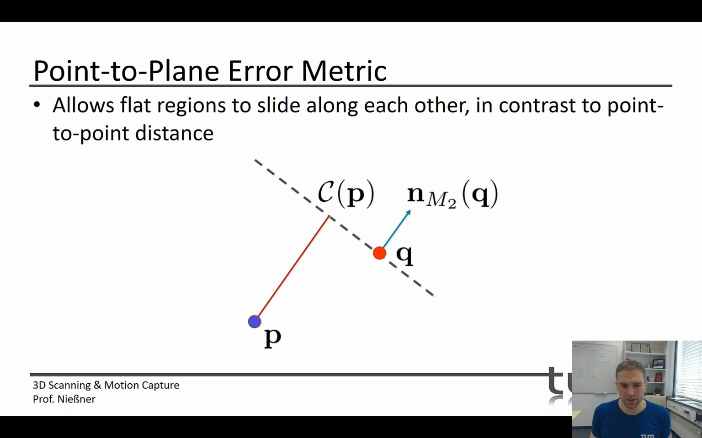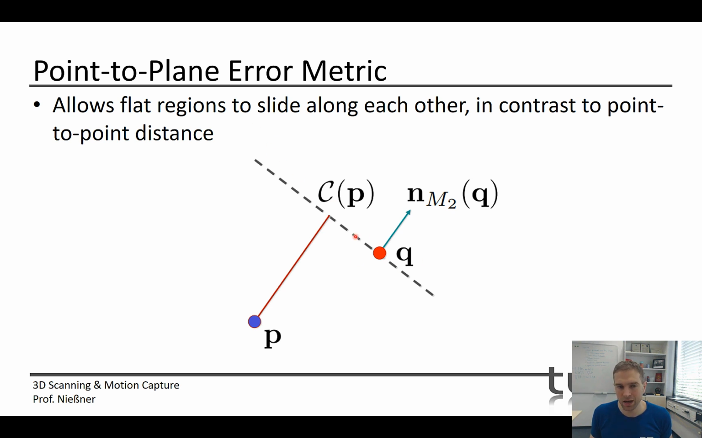So basically what this means is, if we have a point P here in the source, we want to project this point P onto the plane of Q. So we're projecting this point here. We're saying, oh, this is the nearest neighbor, but instead of trying to minimize that distance, we're trying to minimize the point-to-plane distance, which is this one here. And the advantage here is, if we're using the normal of Q, the alignment between P and Q can slide along here.